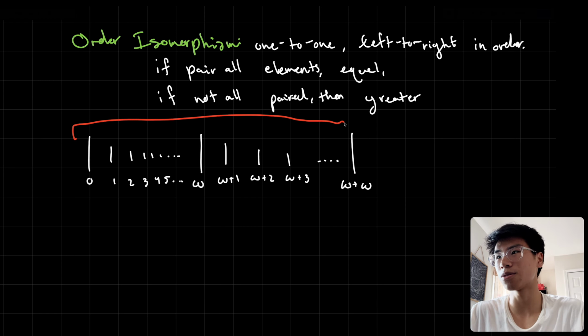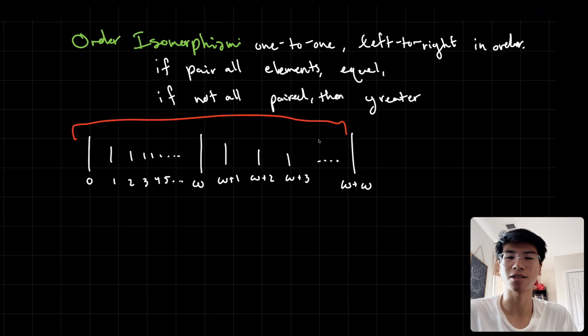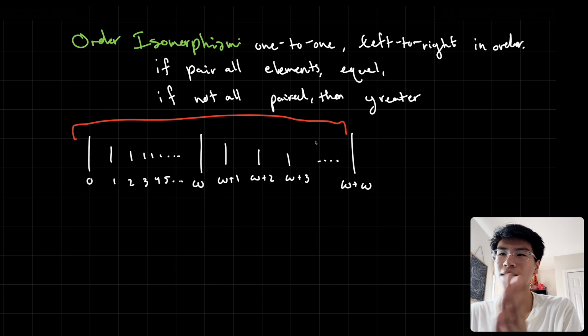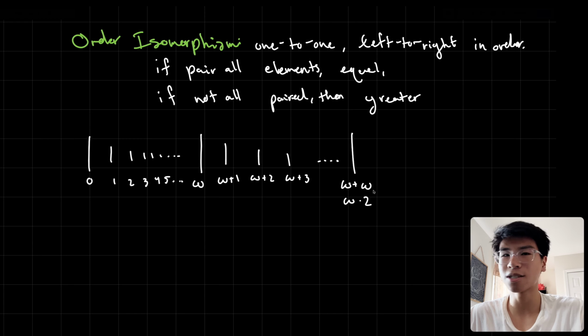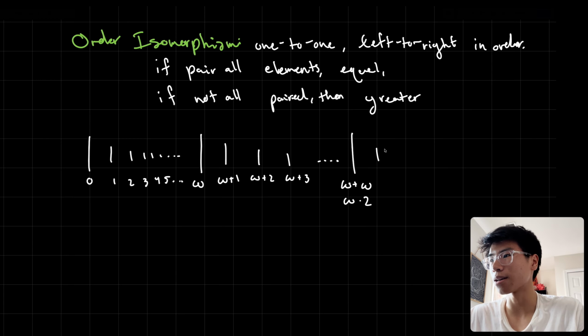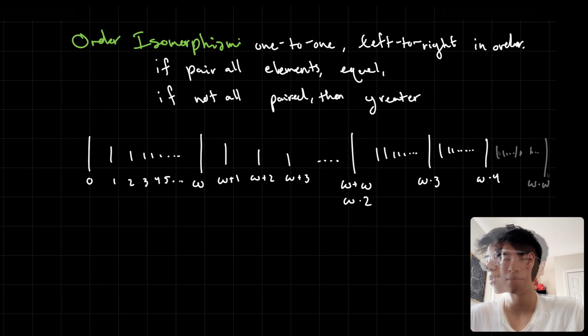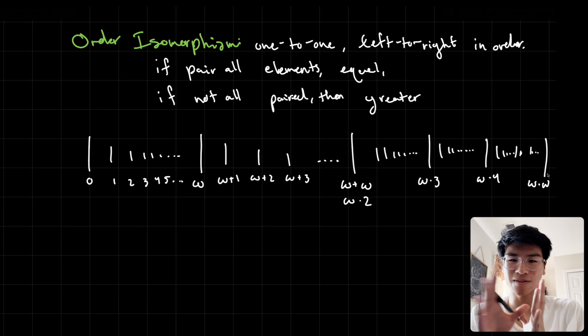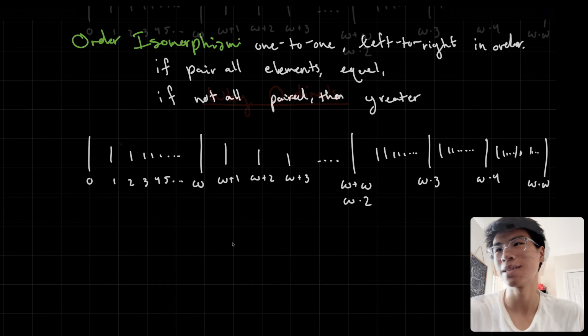Remember, each of these ordinals defines the initial segment, so omega plus omega is everything before it. So it's an infinite sequence and then omega followed by an infinite sequence. Omega plus omega is the same thing as omega times 2, and we can keep on going. We can get omega times 3, or even omega times 4, or even something like omega times omega, where we have an infinite series of infinite sequences with an infinite number of omegas between them.